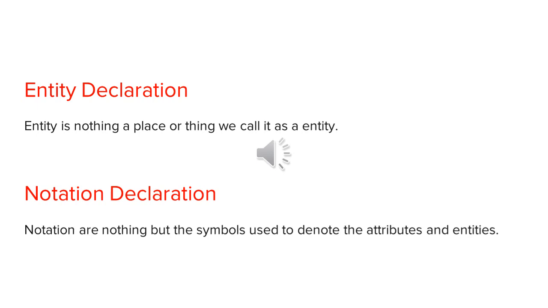Declaration. Entity is nothing but a place or thing, we call it an entity. And notations are nothing but the symbols used to denote the attributes and entities. So entities are normally denoted by the rectangle shape symbol and attributes are denoted by the oval shape symbol.